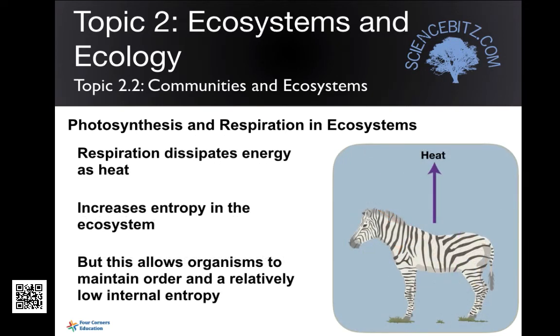Respiration dissipates energy as heat. Some of the energy is lost, it dissipates, removing it from one system and putting it into another system. This increases entropy in the ecosystem. Remember, entropy is the idea that energy sources become more disordered the more they're spread out. But this also allows the organism to maintain order and a relatively low internal entropy. Inside the organism, we actually have low disorder. That allows our systems to work.